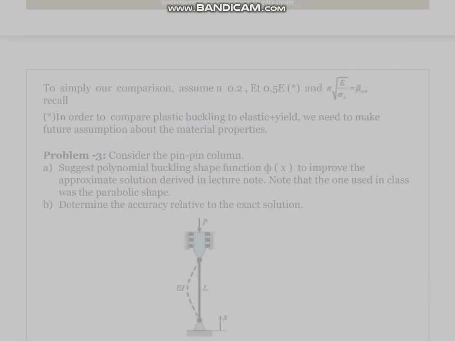To simplify our comparison, assume n equals 0.2, E_t equals 0.5 E, asterisk, and recall. Asterisk: in order to compare plastic buckling to elastic plus yield, we need to make a future assumption about the material properties.